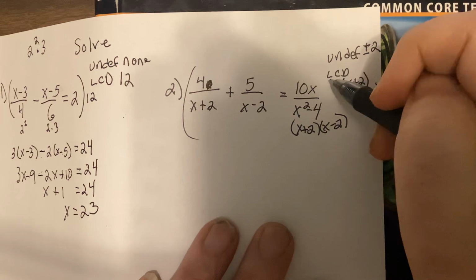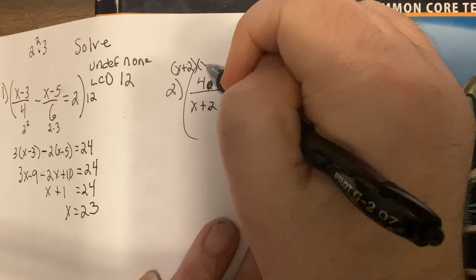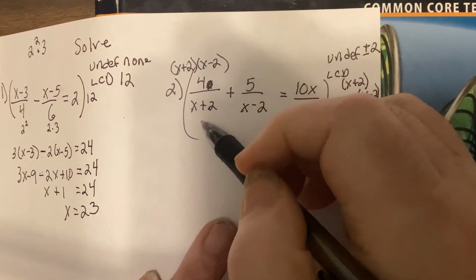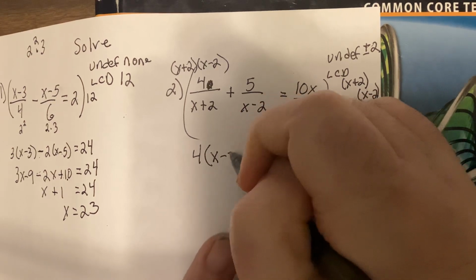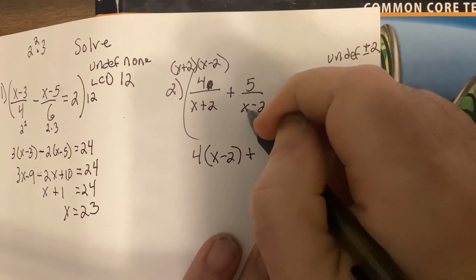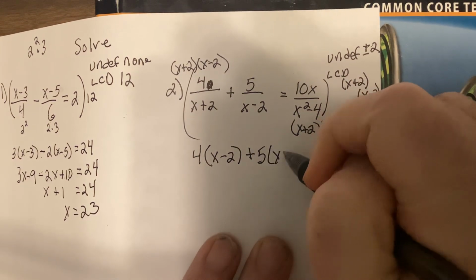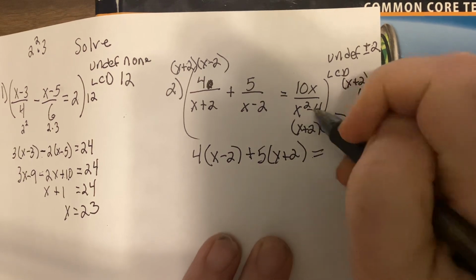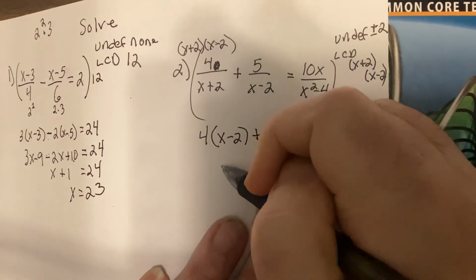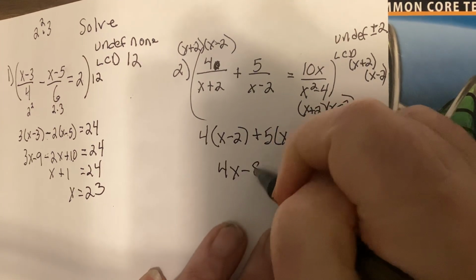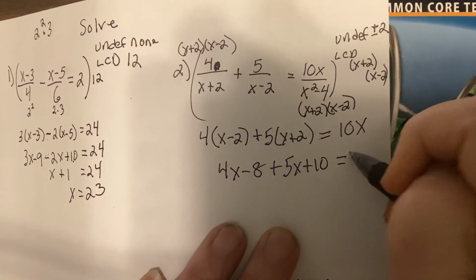So I'm going to multiply everything by the LCD, x plus 2, x minus 2. So the x plus 2's cancel, so you'd have 4 times x minus 2, plus the x minus 2's cancel here, so it'd be 5 times x plus 2, equals, all of it cancels, so just be 10x. So you have 4x minus 8 plus 5x plus 10 equals 10x.